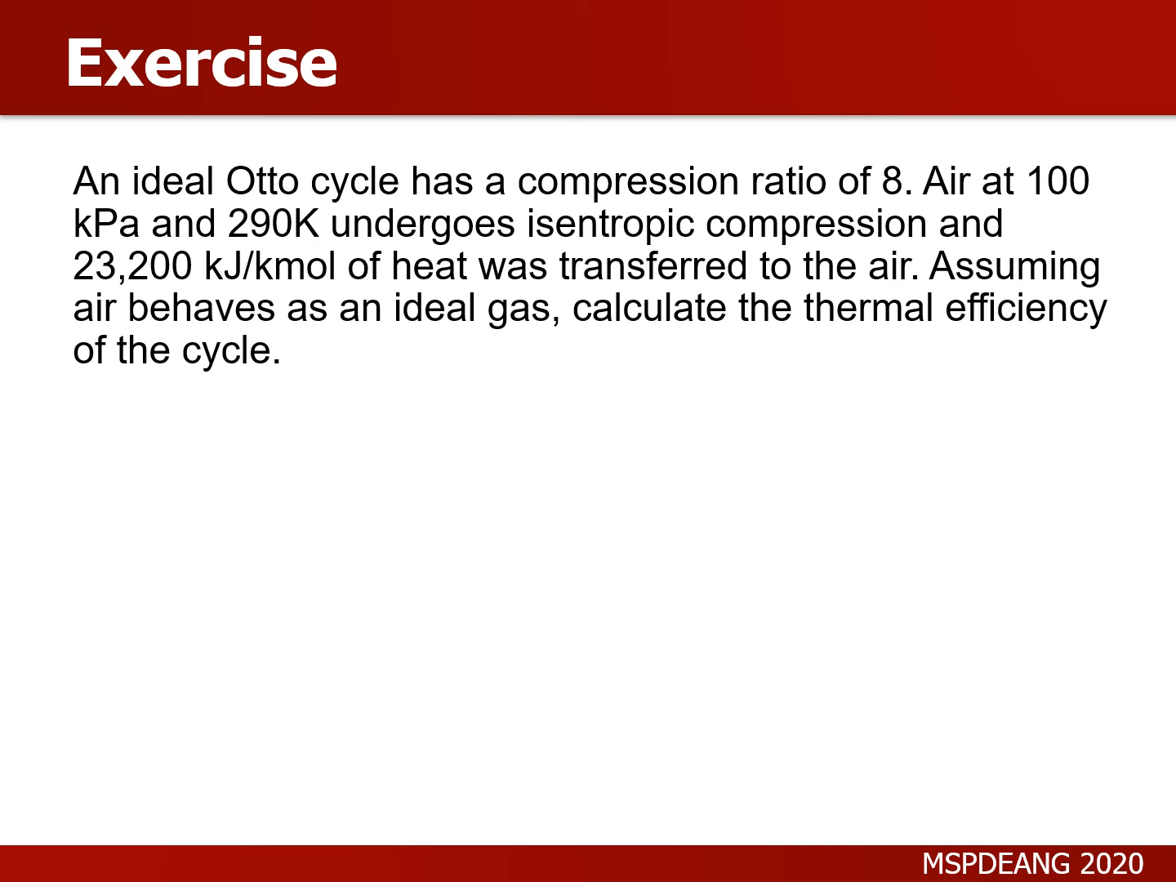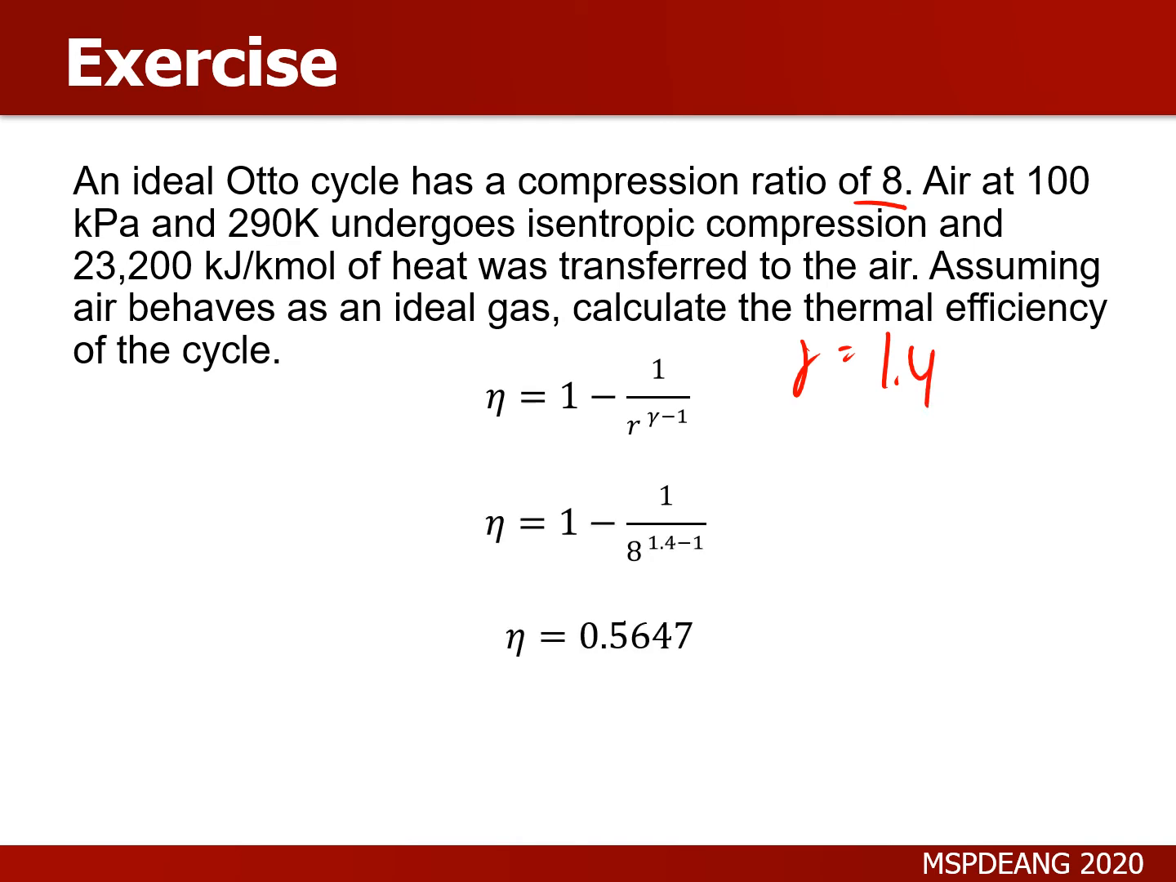In order to calculate the thermal efficiency, we have already derived the relationship of the thermal efficiency of the Otto engine with the compression ratio. So thermal efficiency is equal to 1 minus 1 over R raised to gamma minus 1, where gamma is the heat capacity ratio, which is equal to 1.4 for air. Substituting the required values, you can now get a thermal efficiency of your Otto cycle of 56.47%.